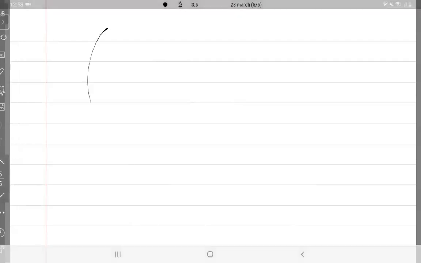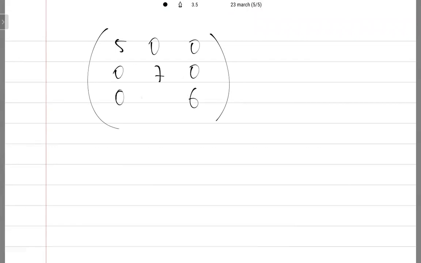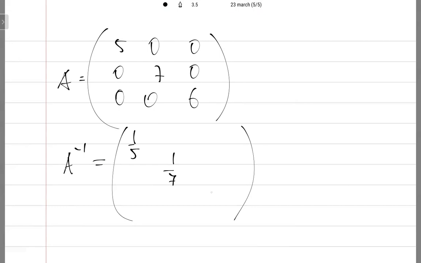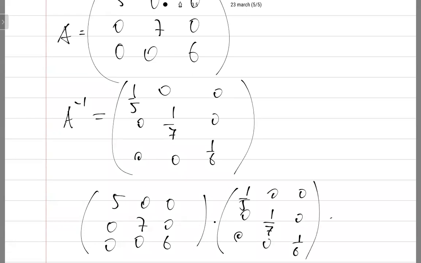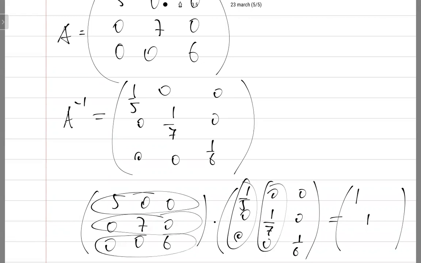So if you have a diagonal matrix A with 5, 7, 6 on the diagonal, and you'd like to find its inverse, it's a dream: 1/5, 1/7, 1/6. You may try to multiply the matrix by the one with 1/5, 1/7, 1/6. The first line multiplied by the first column gives 1, the second line by the second column gives 1, the third line by the third column gives 1, and you have zeros otherwise. Diagonal matrices are easy to invert. It's also easy to calculate a power of a diagonal matrix, because the inverse basically is a power of a diagonal matrix.